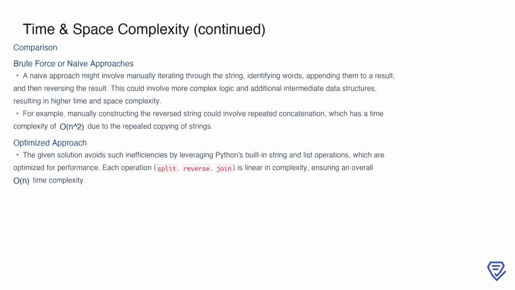To put this in perspective, let's compare this approach with a brute force or naive method. A naive solution might involve manually iterating through the string, identifying words, appending them to a new result structure, and reversing that result. This approach could require additional intermediate data structures and complex logic. For instance, repeatedly concatenating strings could lead to O(n²) time complexity due to the repeated copying of characters. In contrast, the optimized solution avoids such inefficiencies by leveraging Python's built-in operations like split, reverse, and join, each of which runs in linear time. As a result, the overall time complexity remains O(n), making it far more efficient.